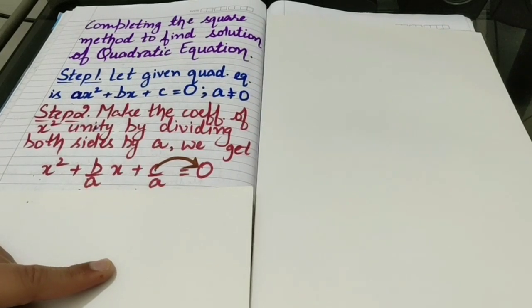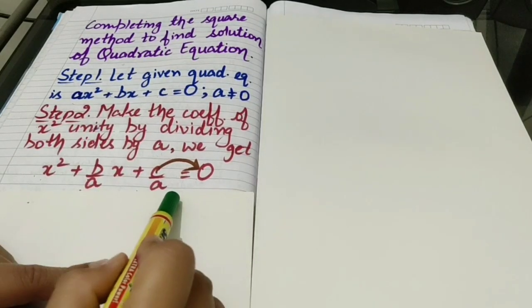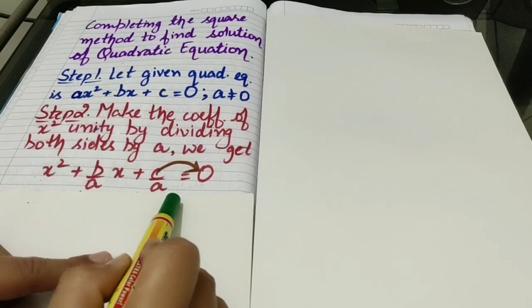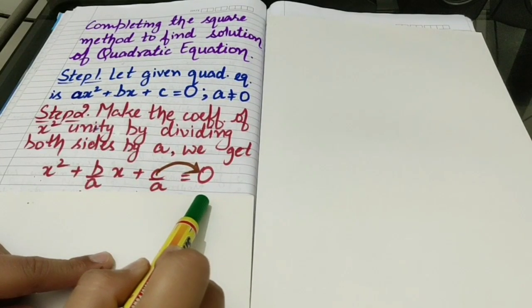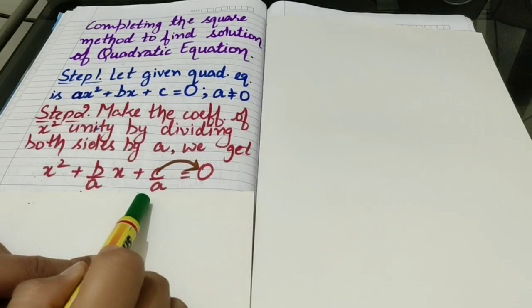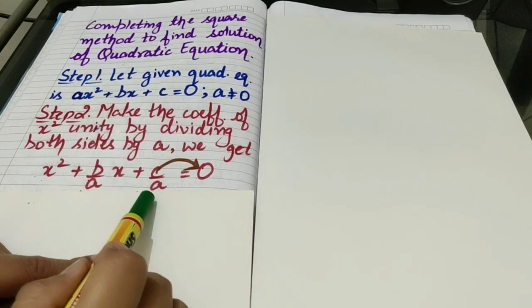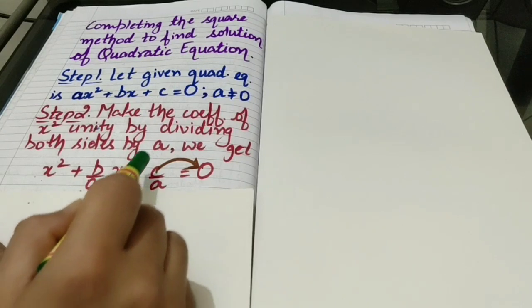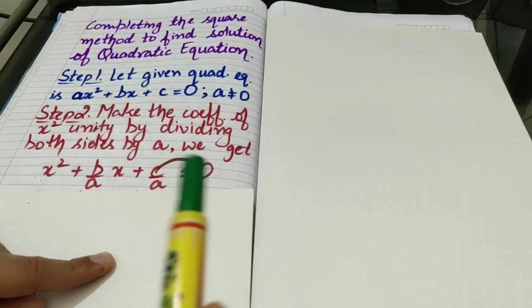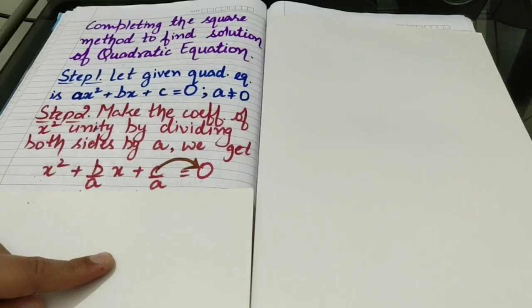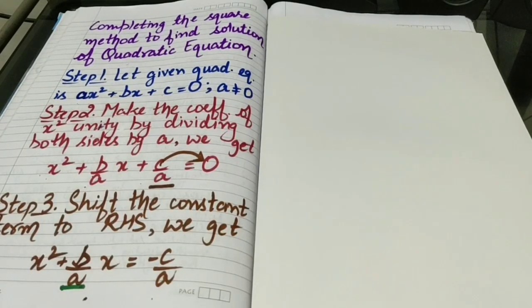In step 3, we have to shift the constant term to the right side. You can see that here the constant term is c upon a. So in step 3, we shift the constant term to the right side, and when we shift c upon a to the right hand side, it will become negative, because on the left hand side c upon a is positive, and when we shift it to the right side, it becomes 0 minus c upon a, that is minus c upon a. So this is what we get in the third step.